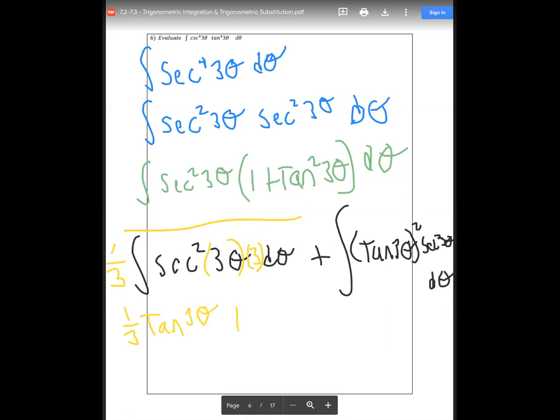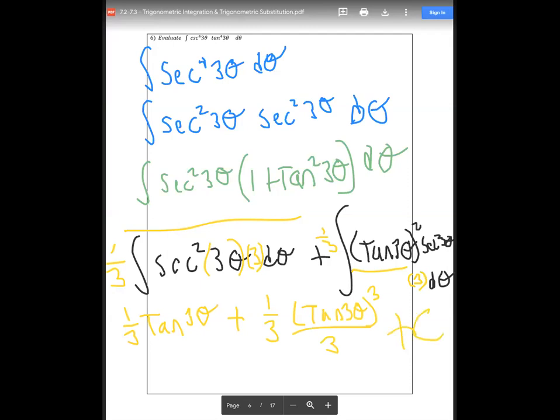Next one. The inside has to be on the outside. The derivative of tangent of 3 theta is secant squared of 3 theta times 3 d theta. Notice all we're missing is a 3, so we have to add the 3 there, a 1/3 over here. So now that we've done that, we can use the power rule. So with that, don't forget the 1/3 we added, but it's tangent of 3 theta to the 3 over 3. Now that we've done the last integral, don't forget plus c.